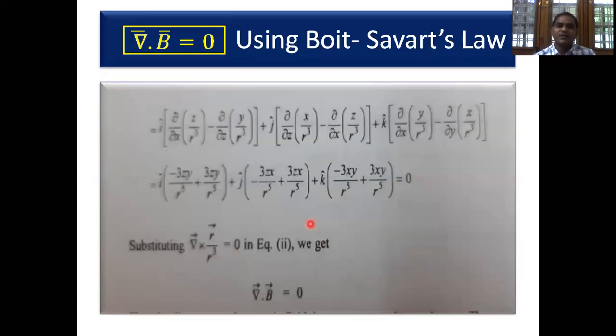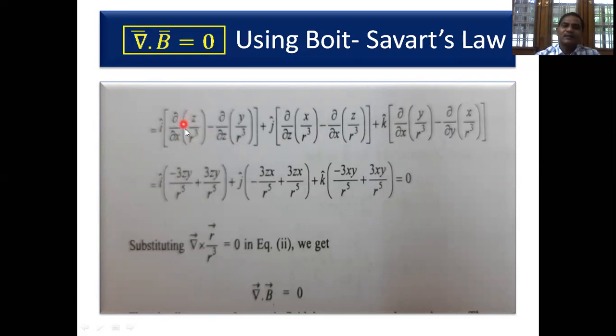So on simplification, you will get here i cap into dou by dou y of z by r cube minus dou by dou z of y by r cube, plus j cap into dou by dou z of x by r cube minus dou by dou x of z by r cube, plus k cap into dou by dou x of y by r cube minus dou by dou y of x by r cube. Okay, so here there is a printing mistake, it is dou by dou y.